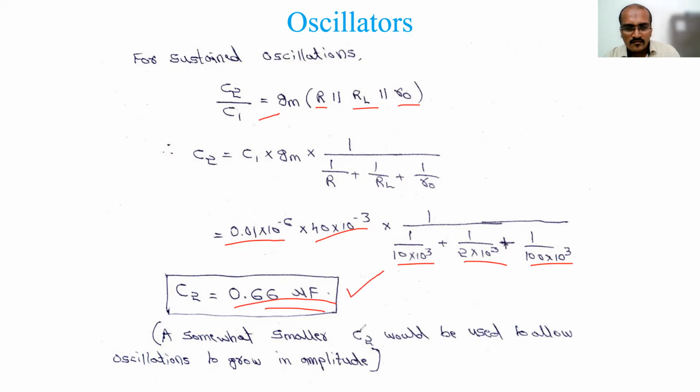So a somewhat smaller C2 would be used to allow oscillations to grow in amplitude. Normally a much lesser value than this we will be selecting for getting the oscillation. In the lab we will be doing this. If we use some design, in the design we will get some capacitor value, but that capacitor value may not be able to produce oscillation. We will tell you to take some lesser value. So like that, we will do lots of trial and error.